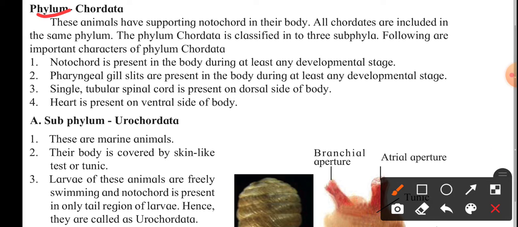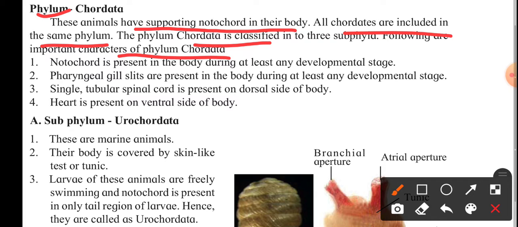The first phylum, Chordata, we will discuss over here. They have a supporting part in the body, and that is called the notochord. All chordates are included in the same phylum. Phylum Chordata is classified into three subphylums, and those three subphylums we are going to see over here.